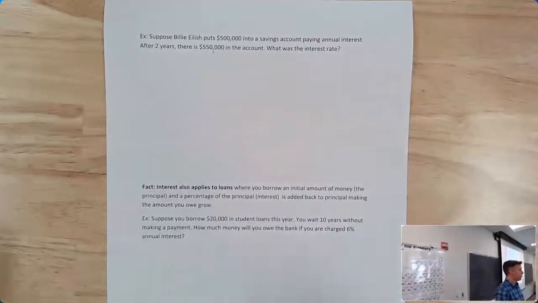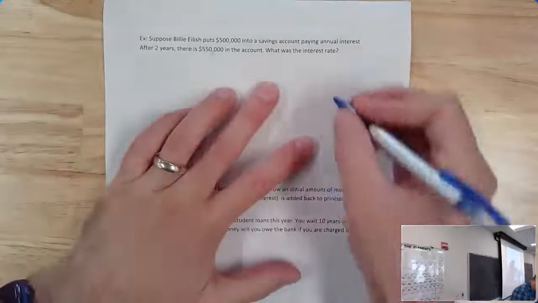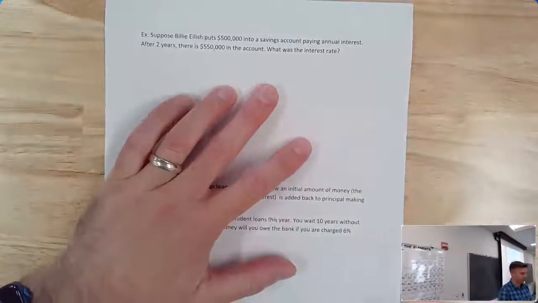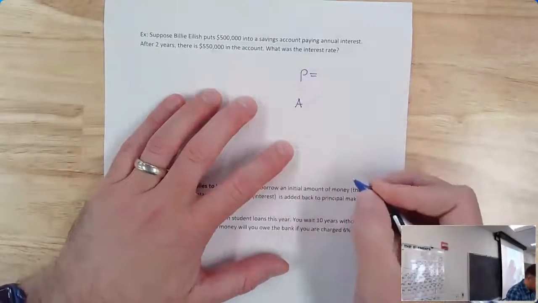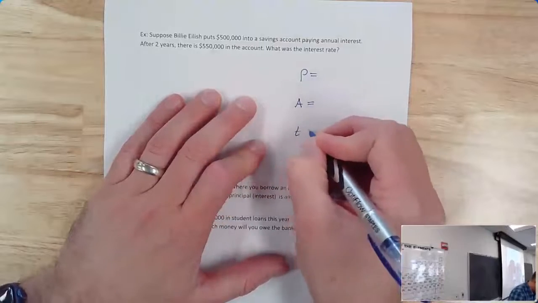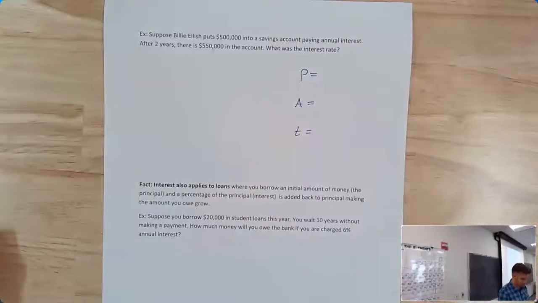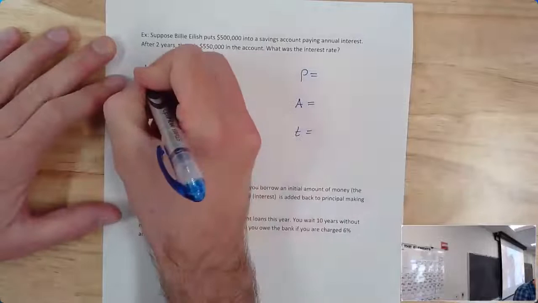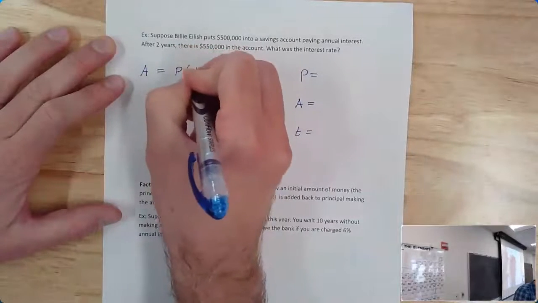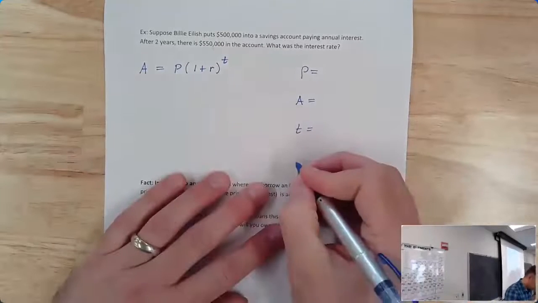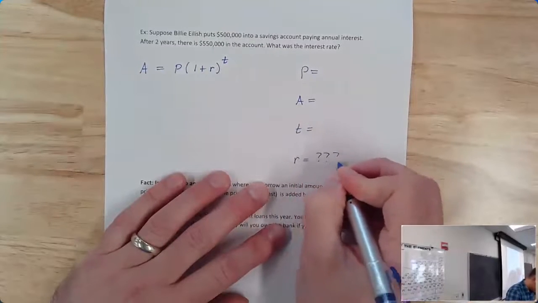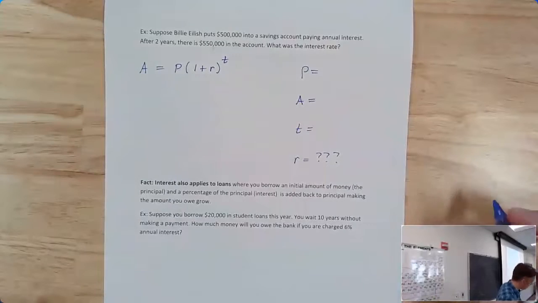So again, we're just putting all the things into this one formula and then finding the thing that wasn't known. I want you all to write down the following: what the principal was, what the amount after the time was, and what the time was. Fill in those things for me. I'll write down the formula. Okay, I'll do it too.